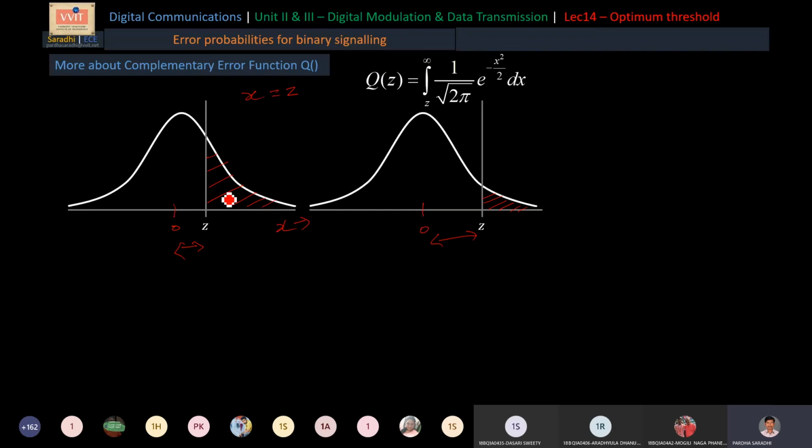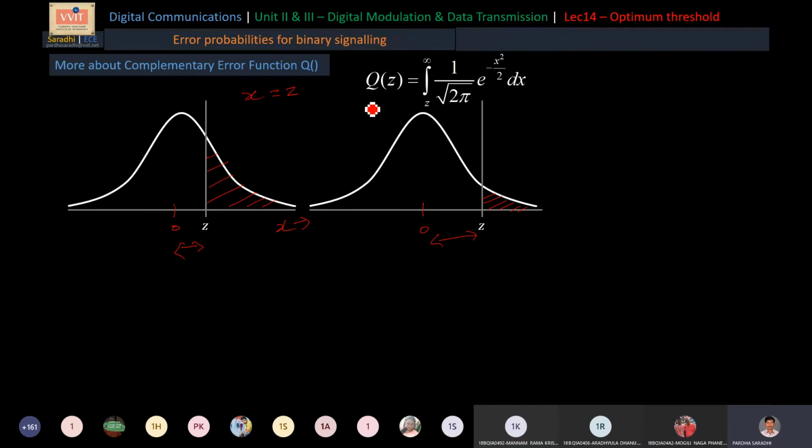Now my question is, what is happening to the area as z is increasing? You are increasing z, right? From here to here, z has increased. As z increases, is the area increasing or decreasing? Answers please, quick. Decreasing, sir. Obviously it decreases, right?